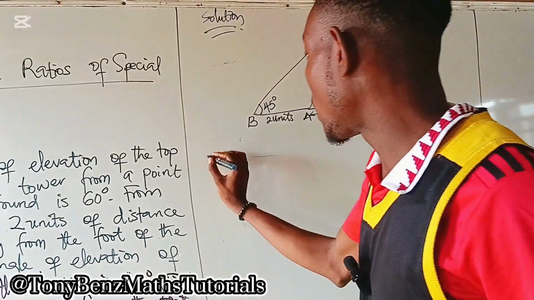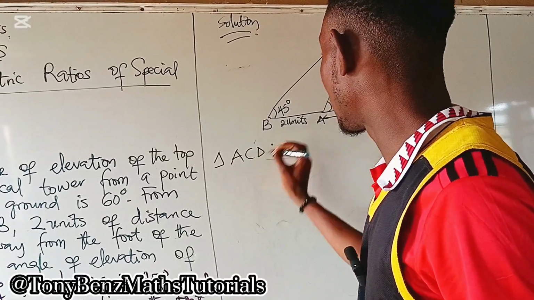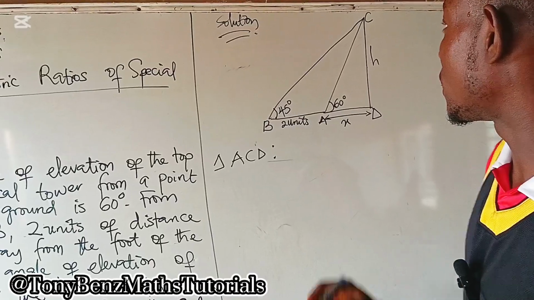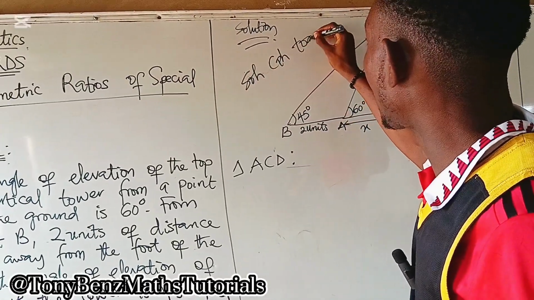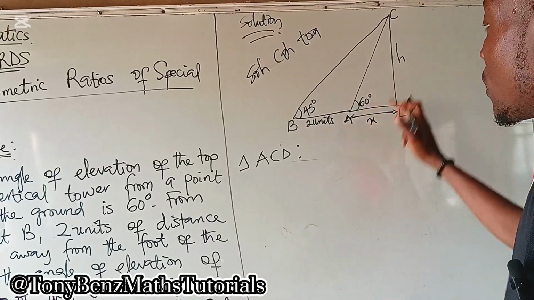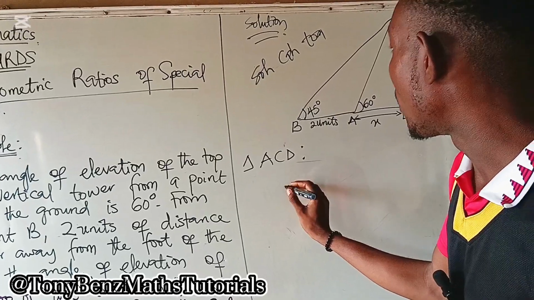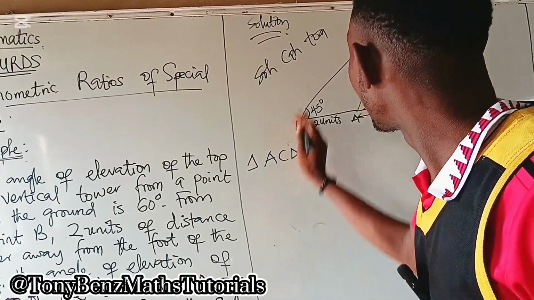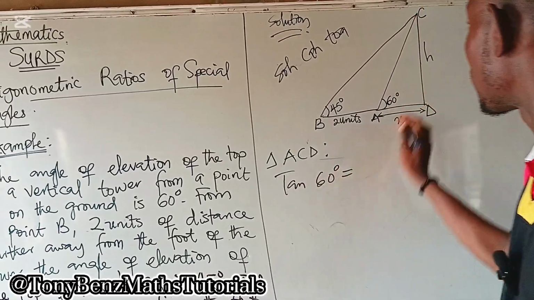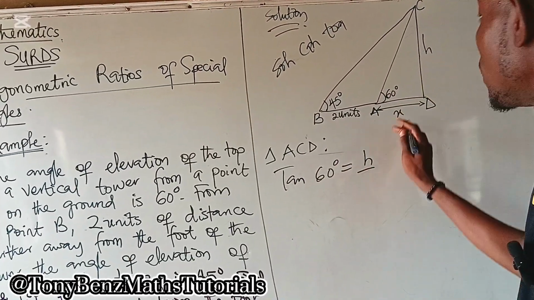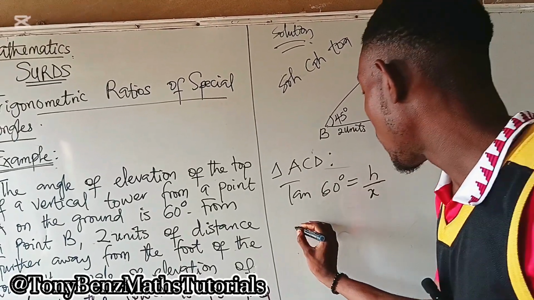Look at the diagram. In this diagram we have triangle ACD. This is the angle 60, and we have the opposite and the adjacent of 60. So we use opposite over adjacent. We have tan 60 degrees is equal to the opposite, H, over the adjacent, X.